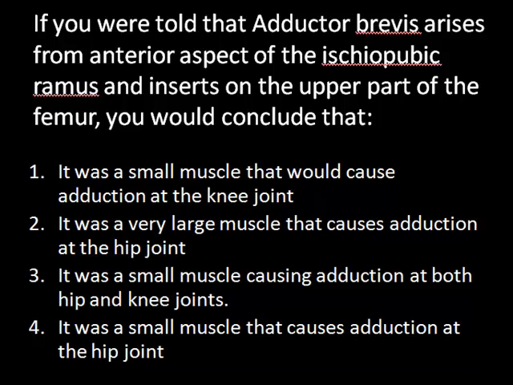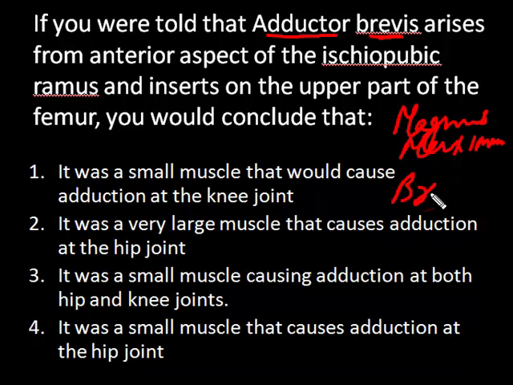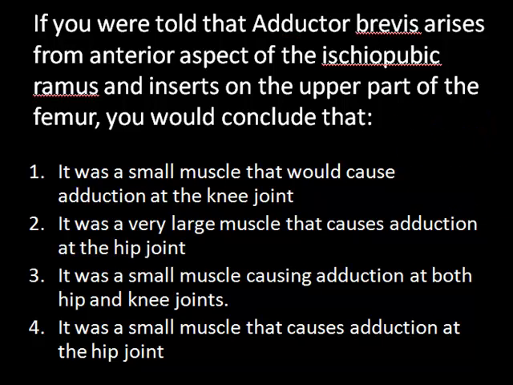Now, let's look at the next one, which is a little similar. Here it tells you adductor brevis, so it's an adductor, it will cause adduction. Brevis means it's a small muscle. You have names such as Magnus or Maximus, which mean really big, and then names such as Brevis or minor, that means these are smaller muscles. So this is a small adductor muscle.